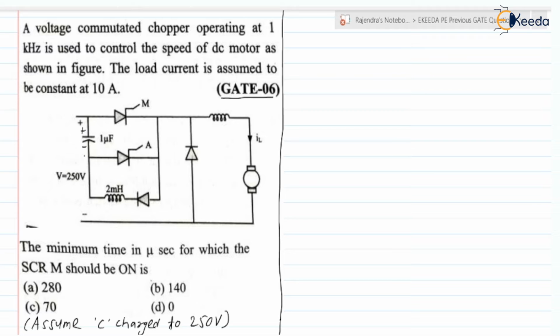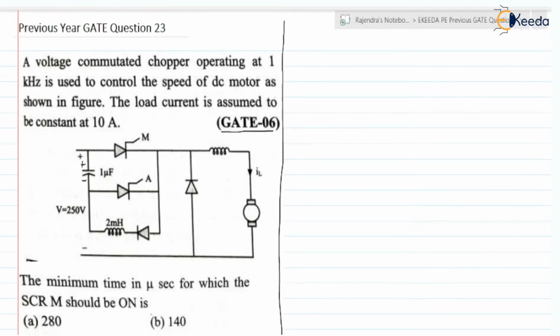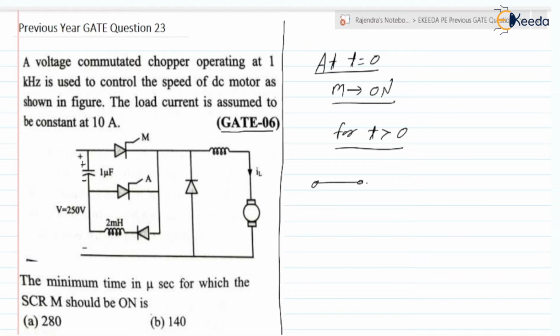with polarity plus here and minus here. Suppose at t equal to 0, the switch M is turned on by applying the gate signal. So for t greater than 0, if we draw the equivalent circuit, the capacitor and switch M, that is a thyristor, will be in the on state. The capacitor starts discharging through the main thyristor. The auxiliary thyristor will be in the off state.